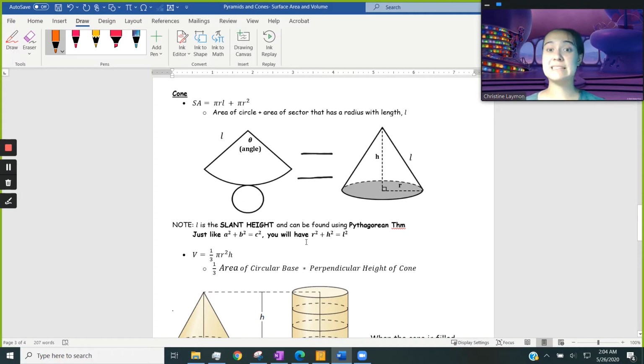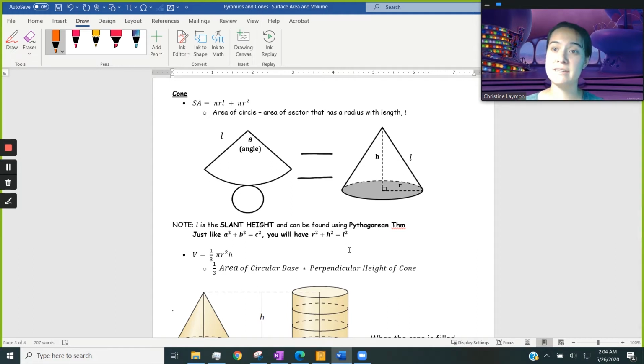Now, L is the slant height, so again, you can use the Pythagorean theorem if you need to, where h and r are like the a and the b, and L is like the c. So you'd be using r squared plus h squared equals L squared inside the Pythagorean theorem.